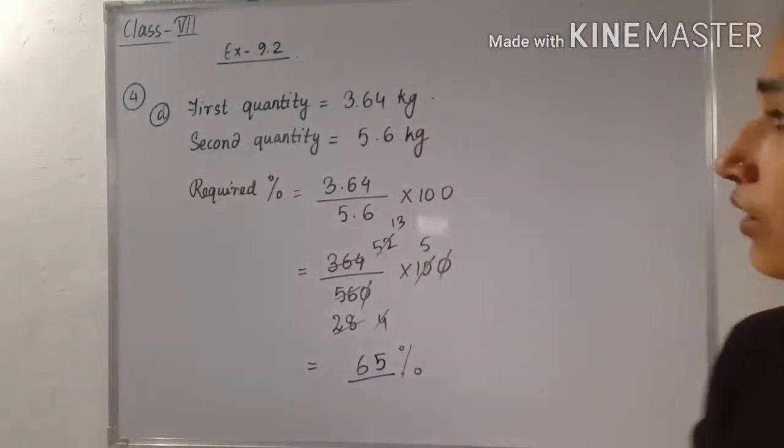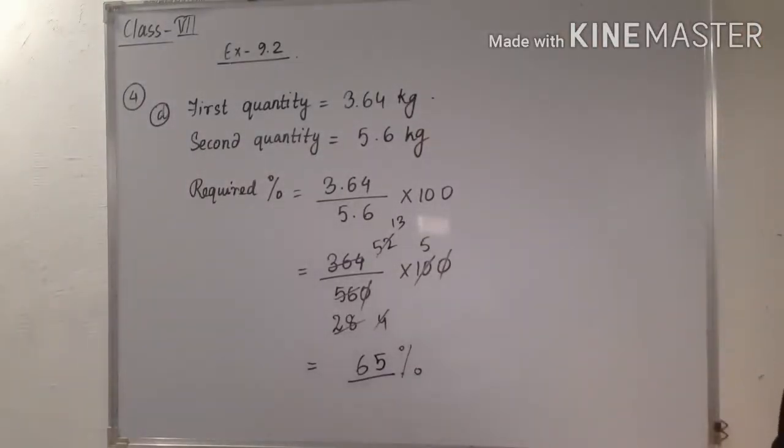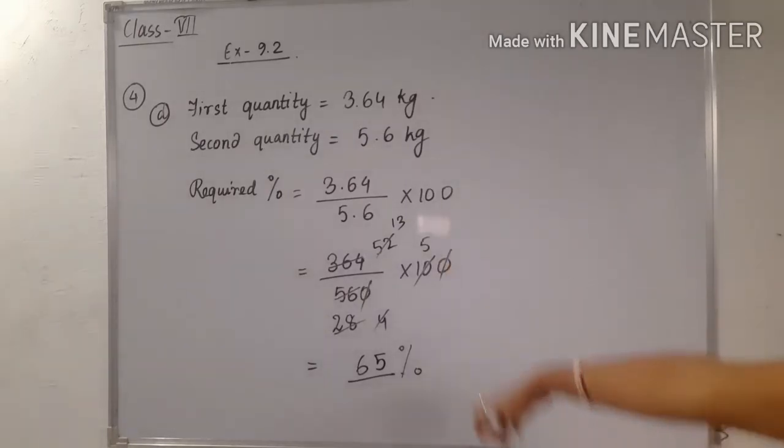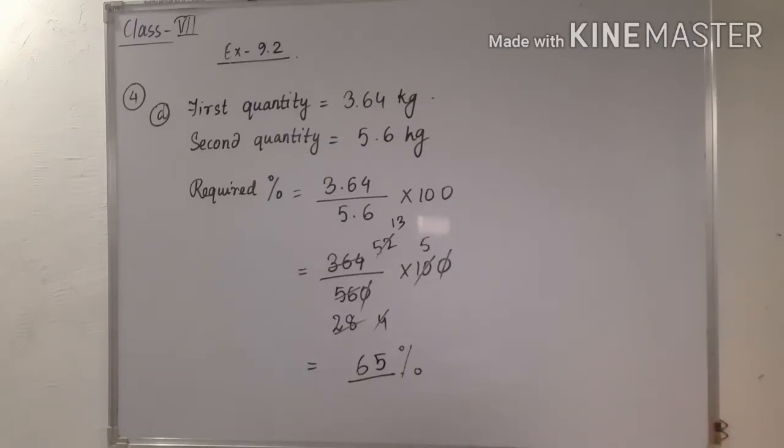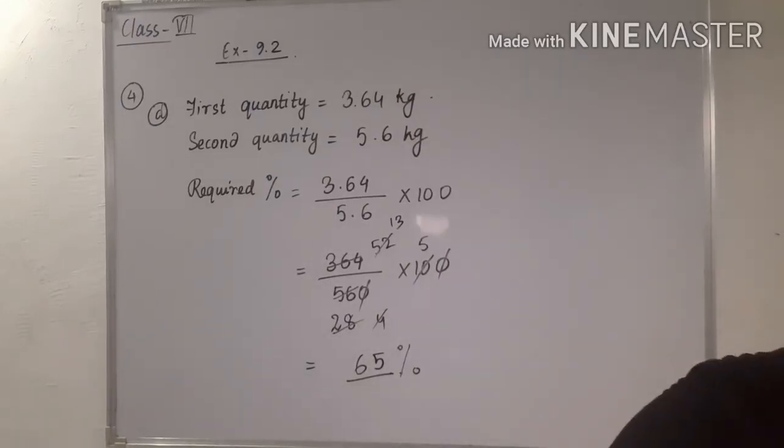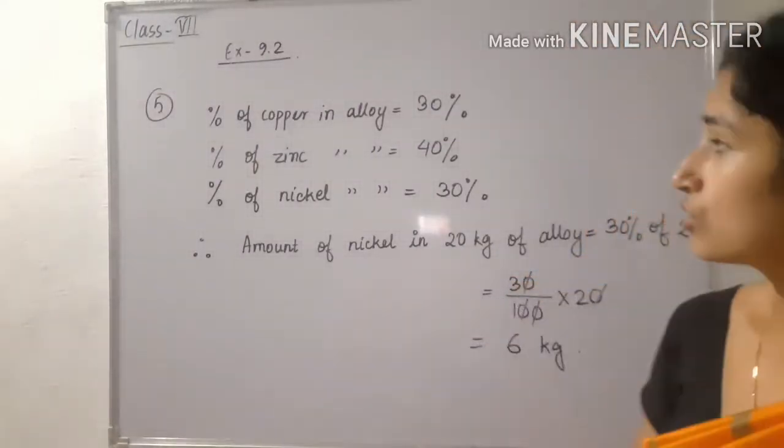So see the next one, number 4, question number D. The first quantity is 3.64 and the second quantity is 5.6 kg. So after dividing you can easily find the value of that percentage. Okay, this is very simple. So students, see the next question here.